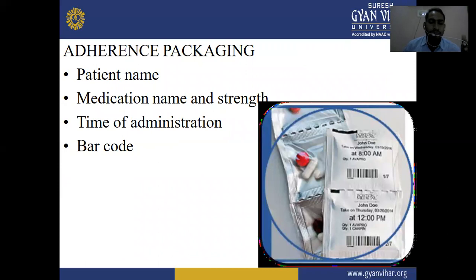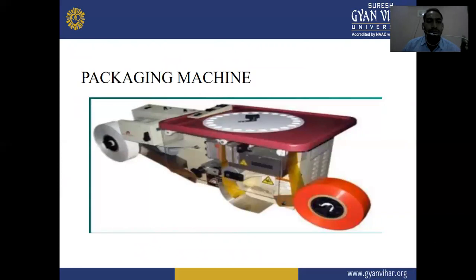Adherence packing contains the patient name, medication name and strength, time of administration, and barcode. These are the packaging machines used for adherence packing.